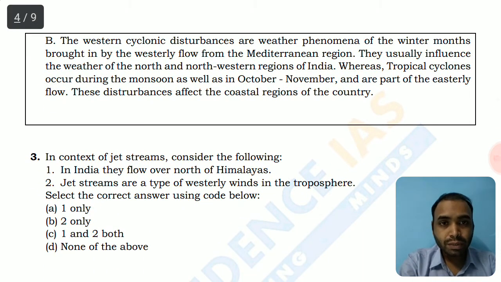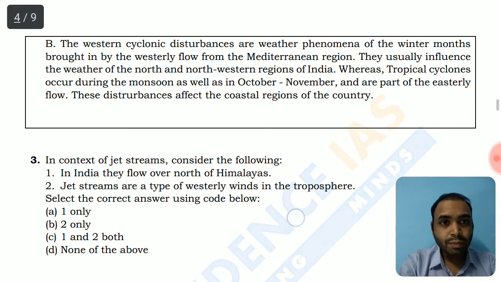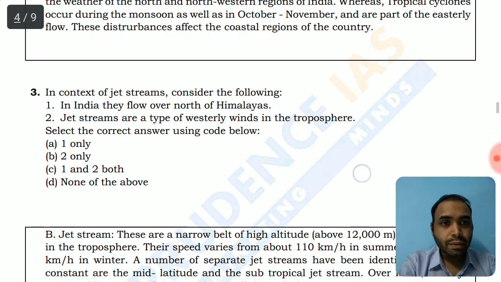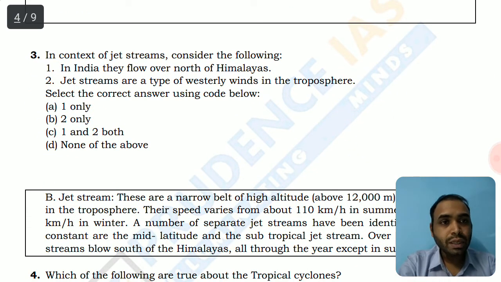Now let's move on to question number three. In context of jet streams, consider the following. In India, they flow over north of the Himalaya. No, the significance of jet stream is from the southern part of the Himalaya. They are flowing over the southern part and covering North India. So first option is incorrect. Jet streams are a type of westerly winds in the troposphere. So second option is correct because they are part of the westerly winds in the troposphere.